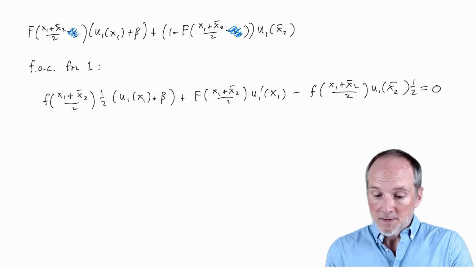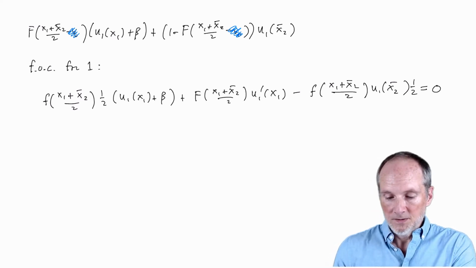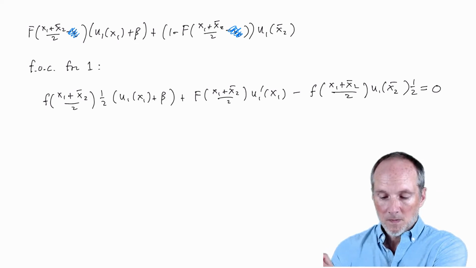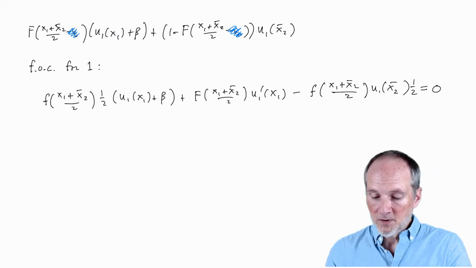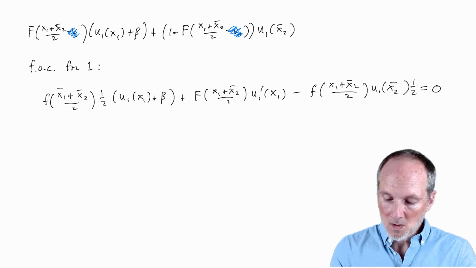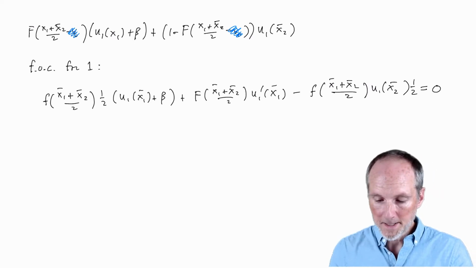Okay, so that's the first order condition for politician 1. But remember, in this expression, politician 1 can't influence what politician 2 is doing, so politician 2 is at their equilibrium policy proposal, and this first order condition is satisfied at politician 1's optimal policy. So I'm going to put bars on all of those.